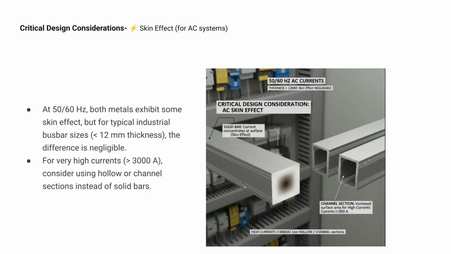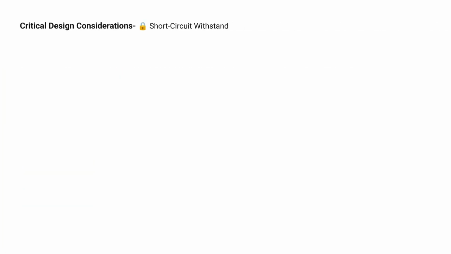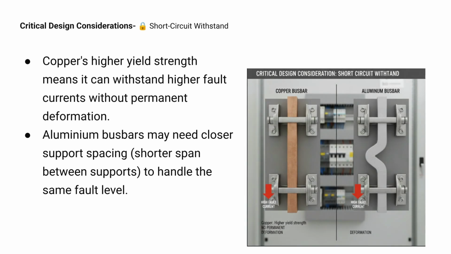is negligible. However, for very high currents above 3000 amps, consider using hollow or channel sections to mitigate the effect. In terms of short-circuit withstand, copper's higher yield strength allows it to handle higher fault currents without permanent deformation. Aluminum bus bars may require closer support spacing to handle the same fault level.